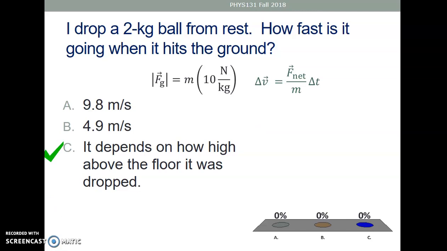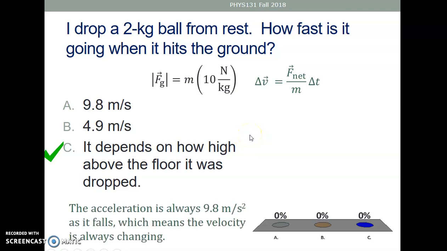Okay, if you drop it off a low chair, it's going to hit the floor sooner, and therefore it's not going to have as much time to speed up. If you drop it off the top of a building, it's going to have more time to speed up, and therefore it's going to hit the floor with a much larger speed.